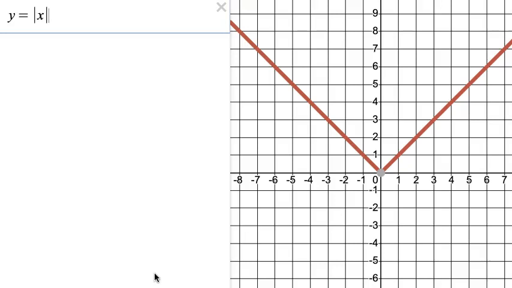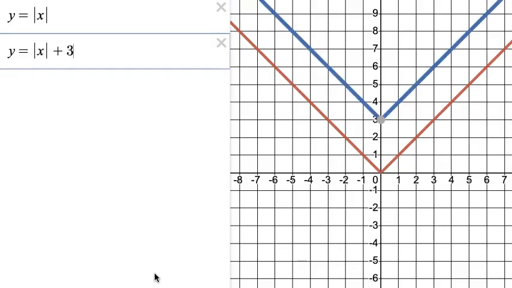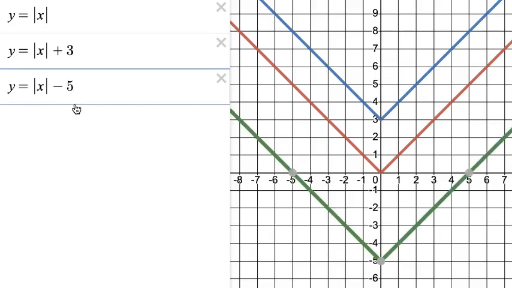Here we have the graph of the absolute value of x in Desmos, and let's take a look at what happens when we change this equation a little bit. If we graph y equals the absolute value of x plus 3, we notice that the graph moves up 3. And likewise, when we graph y equals the absolute value of x minus 5, the graph moves down 5. So when we add or subtract a number to the parent function, the graph just moves up and down. It changes the y-intercept, or it changes the location of that vertex.